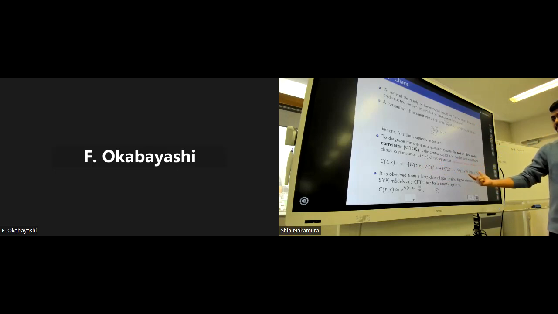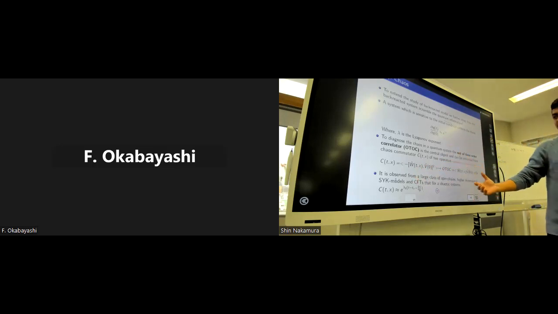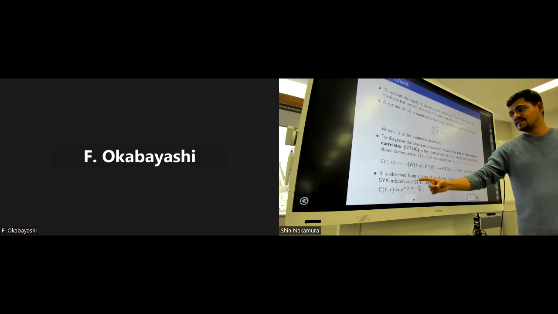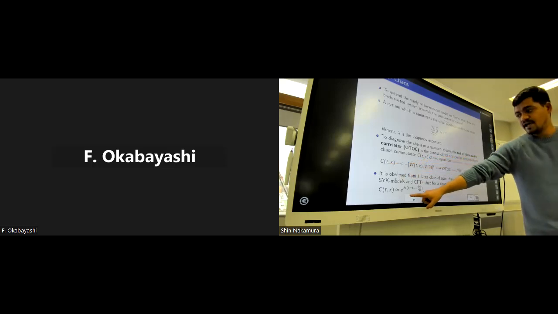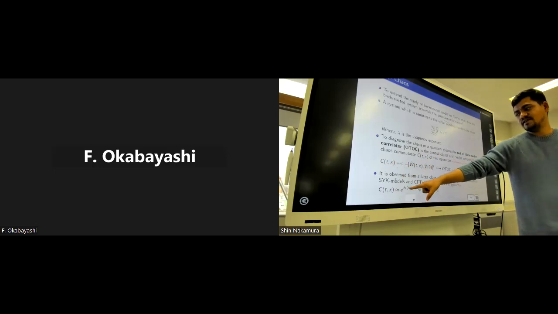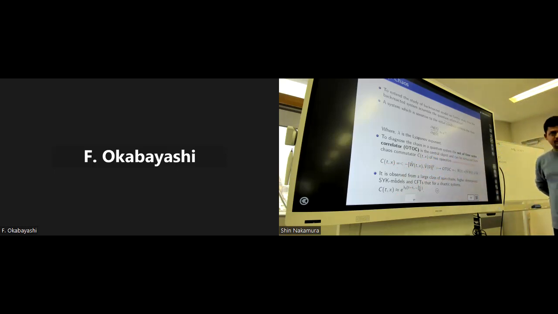And this quantity is studied, for example, in SYK models and in some other cases, and they have exactly shown that this is called the chaos commutator, the C, and the behavior of this C is like this. This has this kind of form for some CFTs and SYK models, etc.